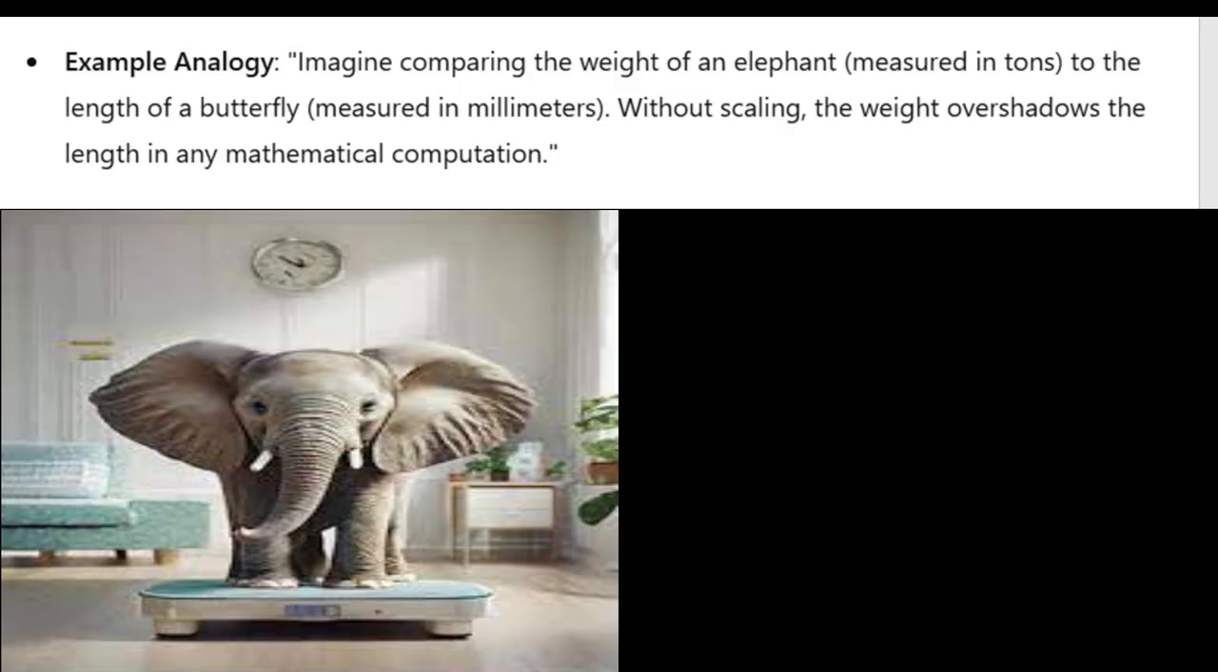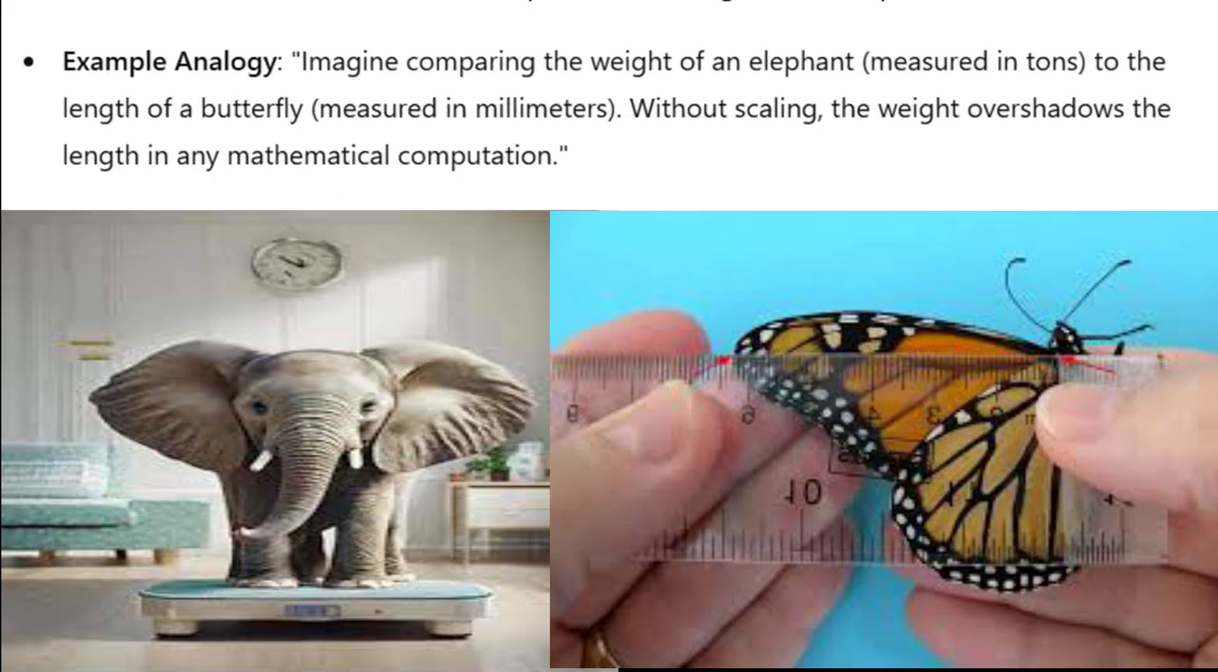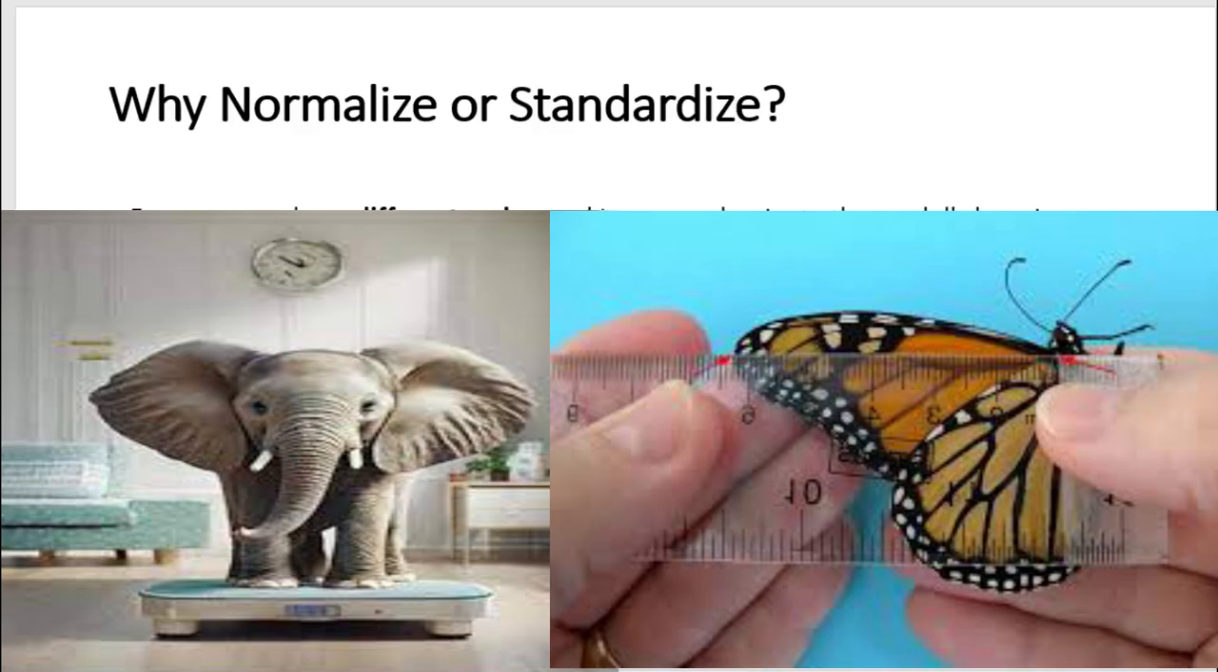For example, we have a data set with two columns. One column is the weight of elephants in tons, for example 3 tons or 4 tons, where the average weight of an elephant is between 3 to 7 tons. In another column we have the length of a butterfly in millimeters. When we train our model without scaling or normalization, which we will see later, the weight overshadows the length in any mathematical computations, or it might confuse the model. So we need to standardize the data in some format.